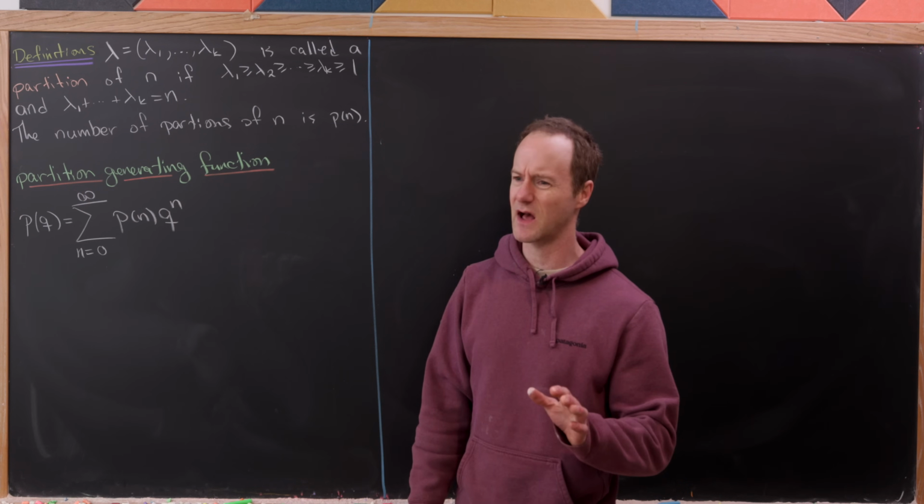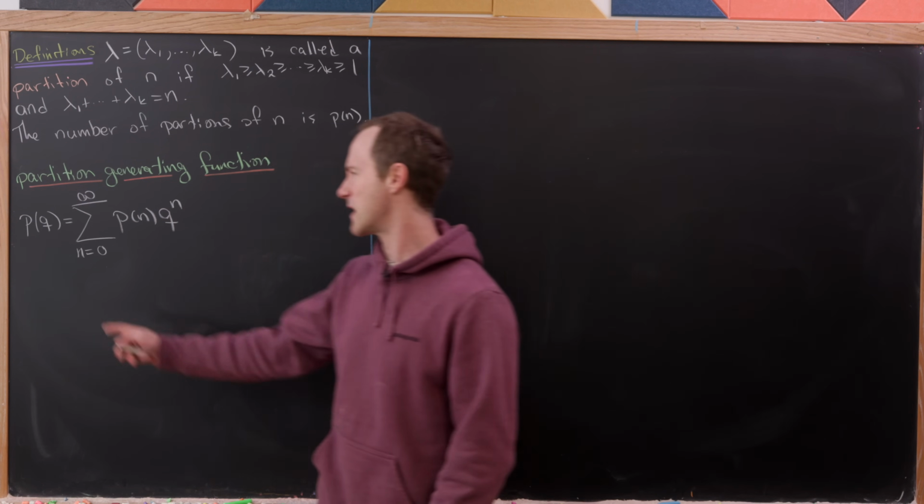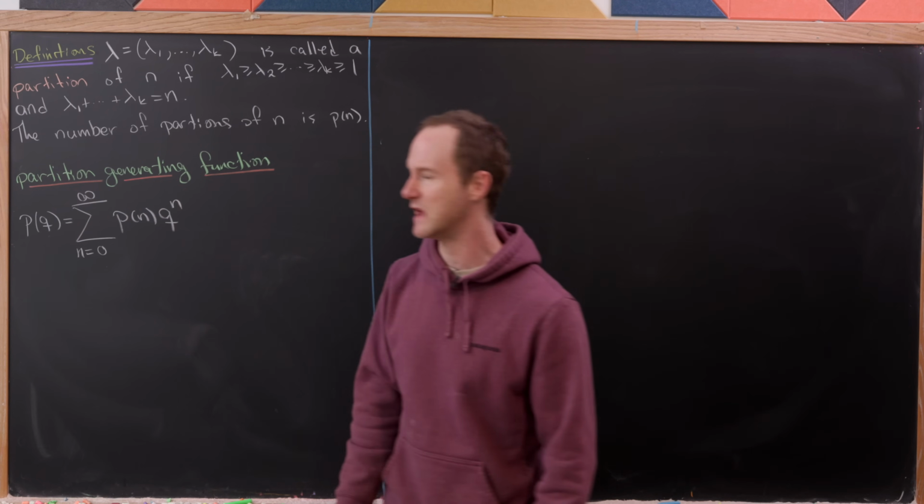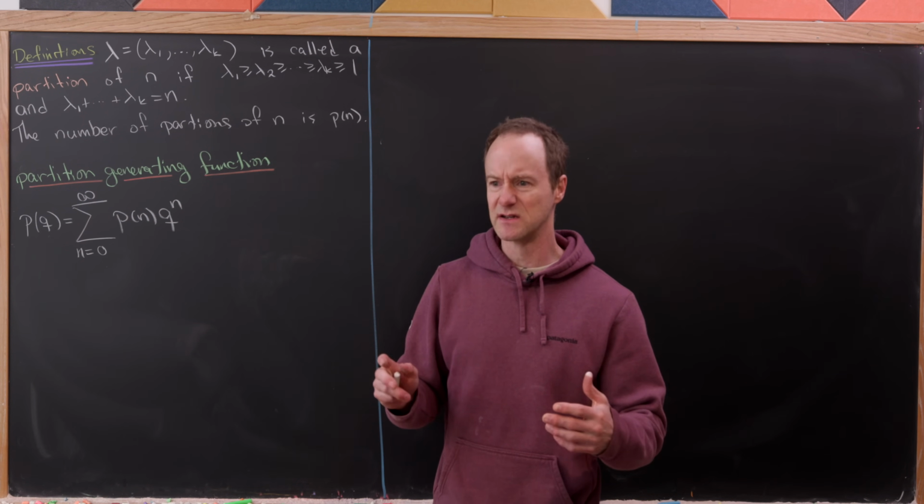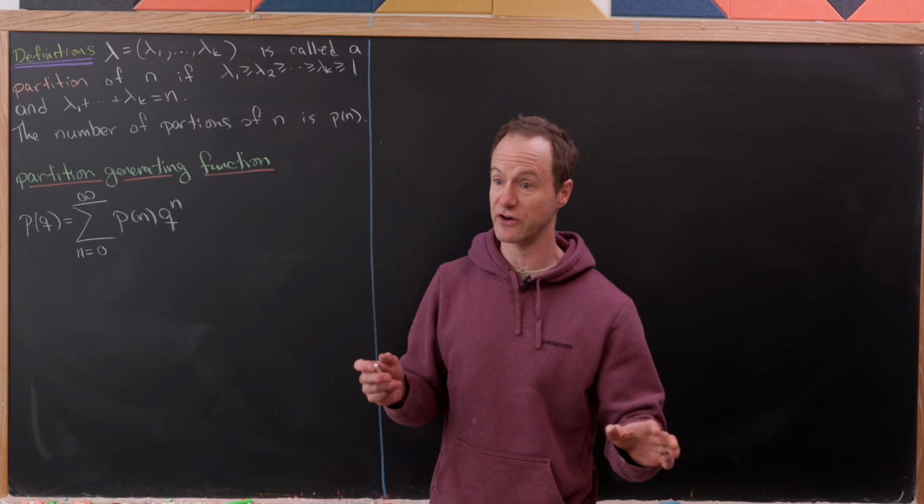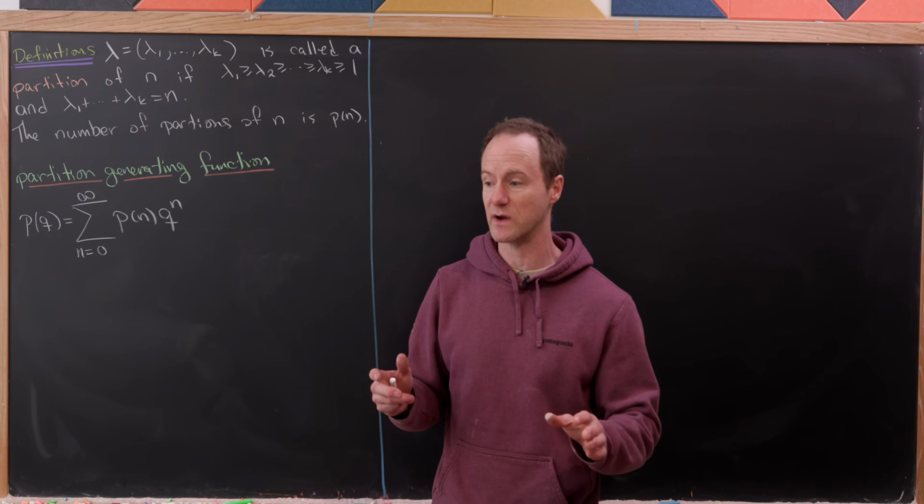And this may look kind of gnarly, but we've got P of q here and p of n here. So we consider those as being different types of functions. One is the generating function and one is the sequence.